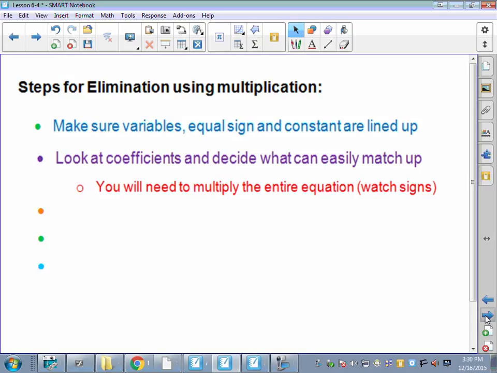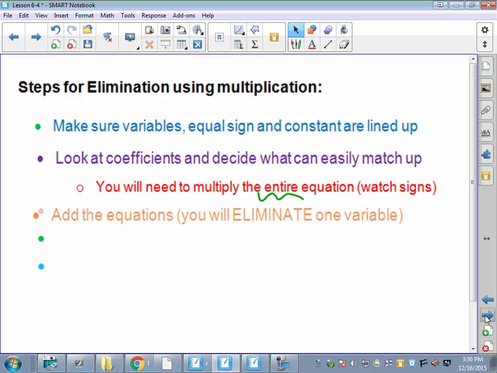You do need to multiply the entire equation. And watch out for those signs. Multiply by a negative if you need the opposite sign. If what you're multiplying is already a negative, just watch those signs. You multiply the entire equation. I think of it like the distributive property. Then once you get there, you've got the same coefficients for one of your variables with opposite signs. Add the equations straight up and down, and you'll eliminate one of the variables. That's the whole point of elimination.